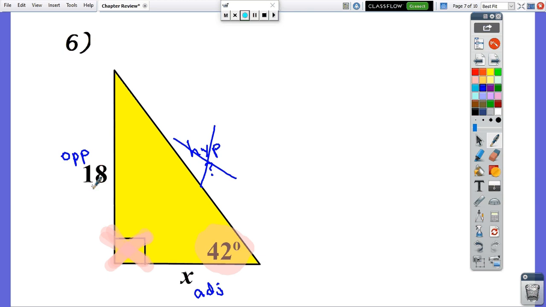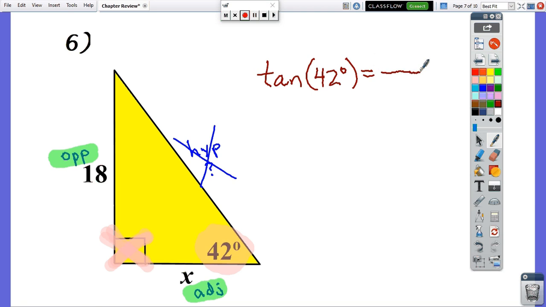So after labeling our sides, hopefully correctly, we had to decide, was this a sine, cosine, or tangent problem? And so we had to look at the two sides that we had given to us. So we have the opposite and adjacent sides. So was that a sine, cosine, or tangent setup? Opposite and adjacent deal exclusively with tangent. So we set up tangent of our angle that we used as our starting point, the 42-degree angle, is equal to, first the opposite side in the numerator, 18, over the adjacent side, x.